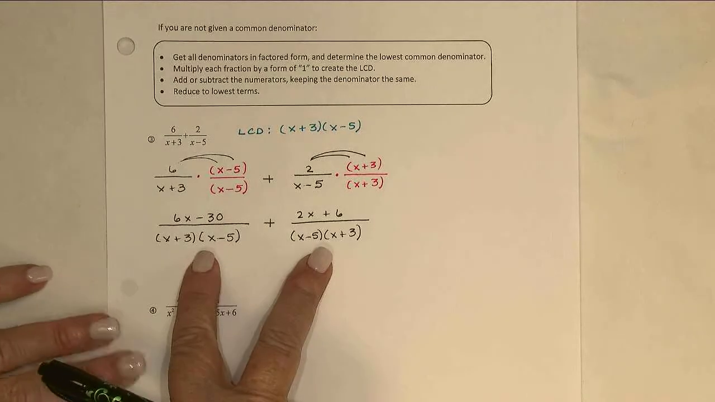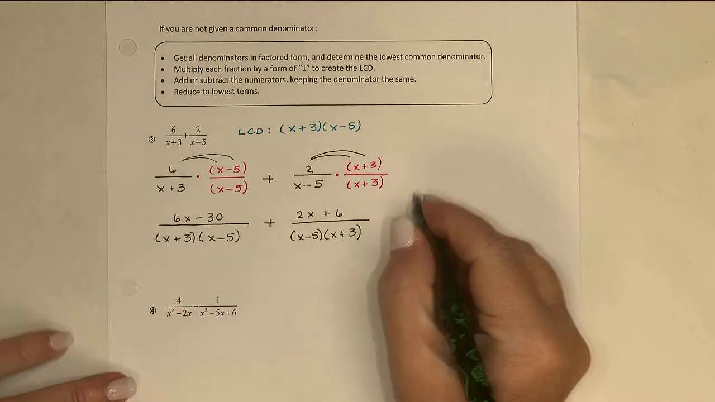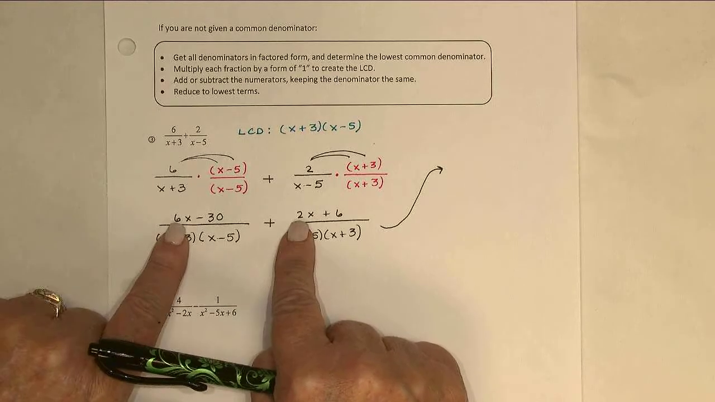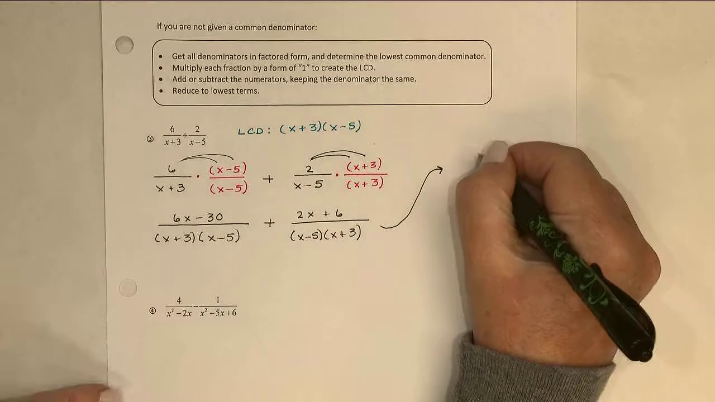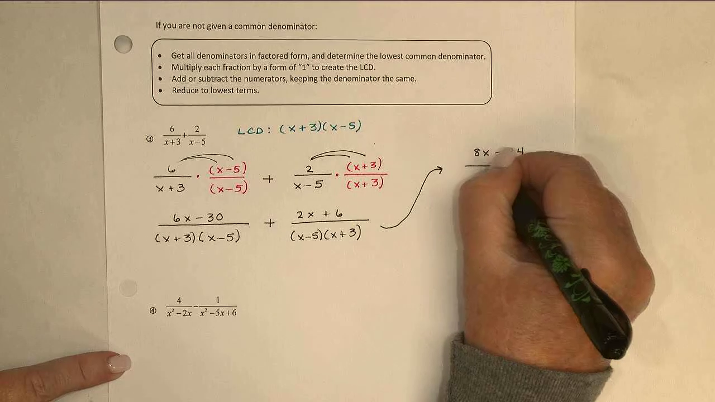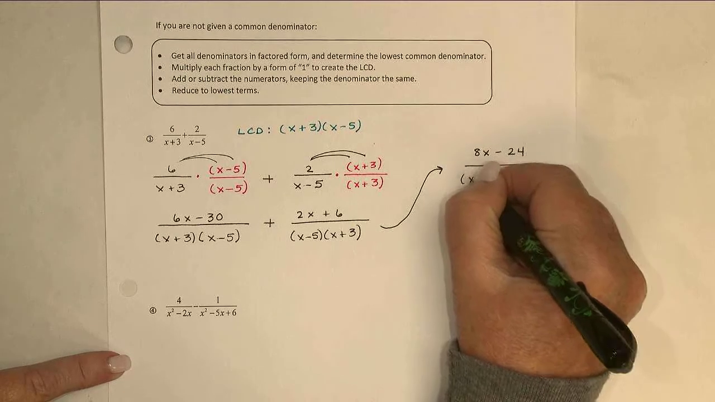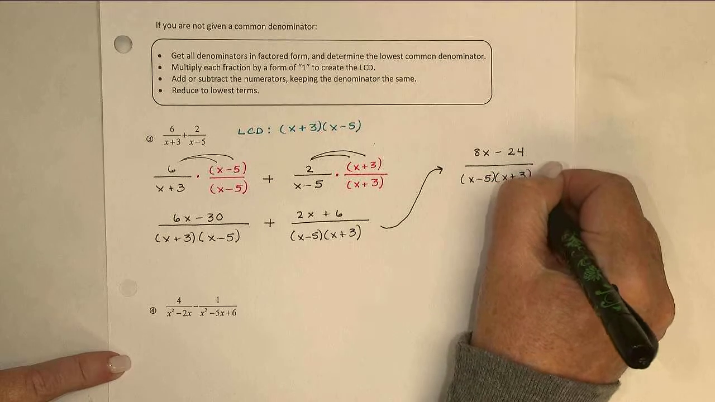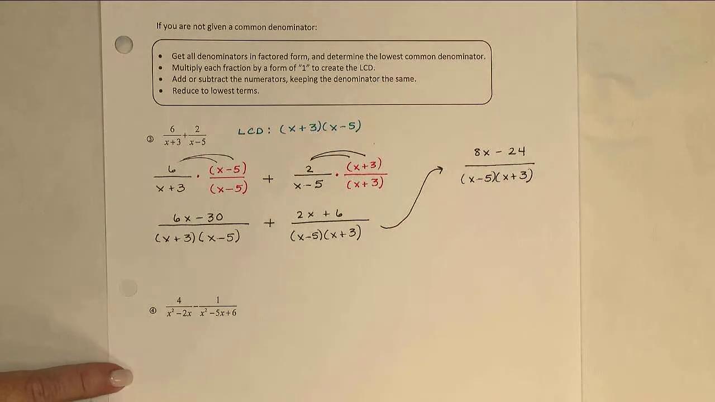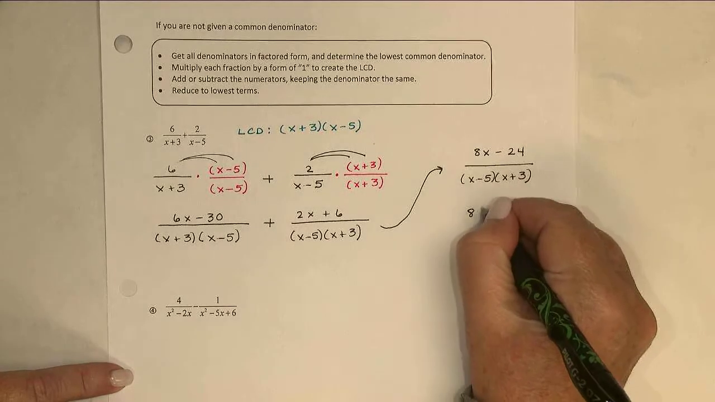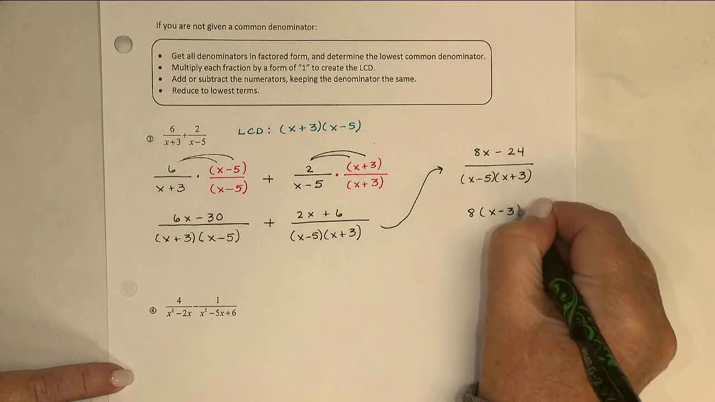Now that the denominators are the same, I can go ahead and add the numerators. So I'm going to get 8x minus 24 over the LCD. I will comment that I could factor an 8 out of the numerator, and in fact, let me just do that to show you what I mean here.